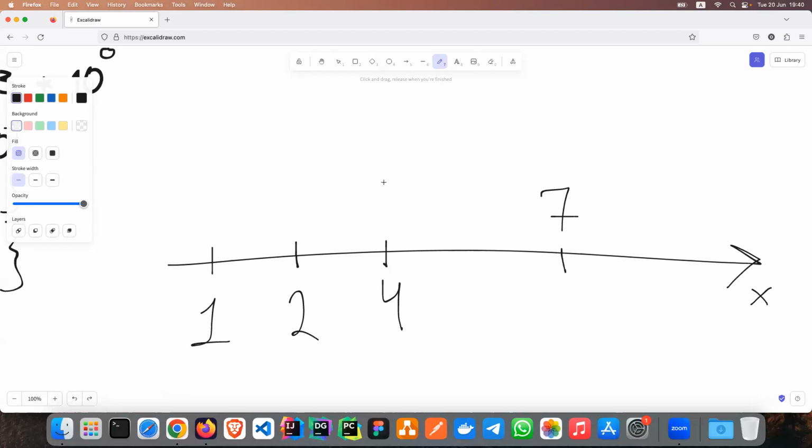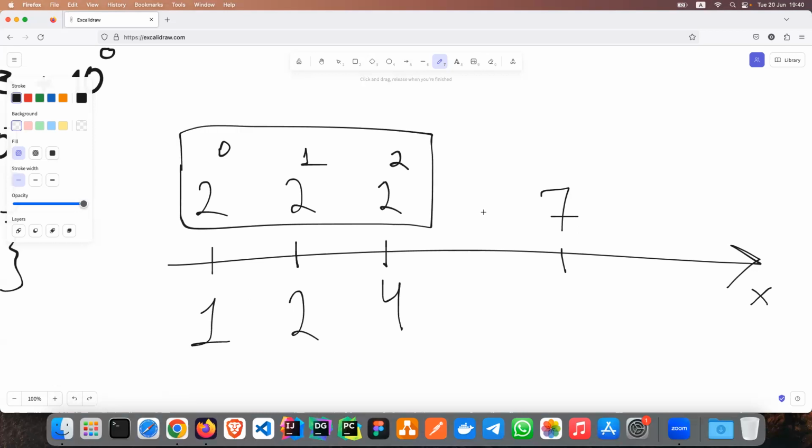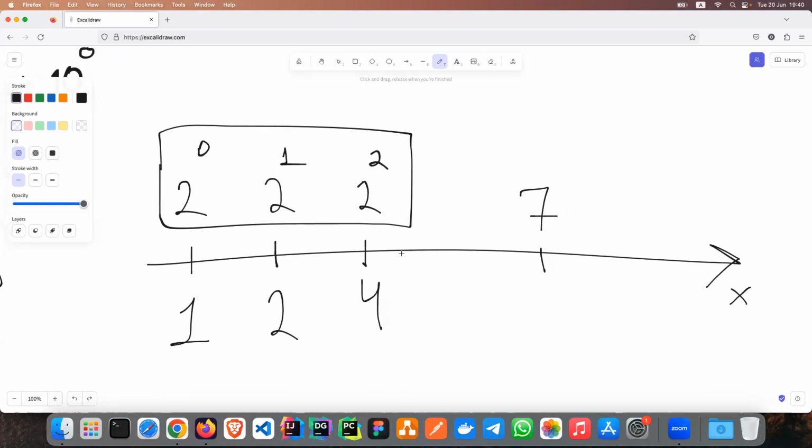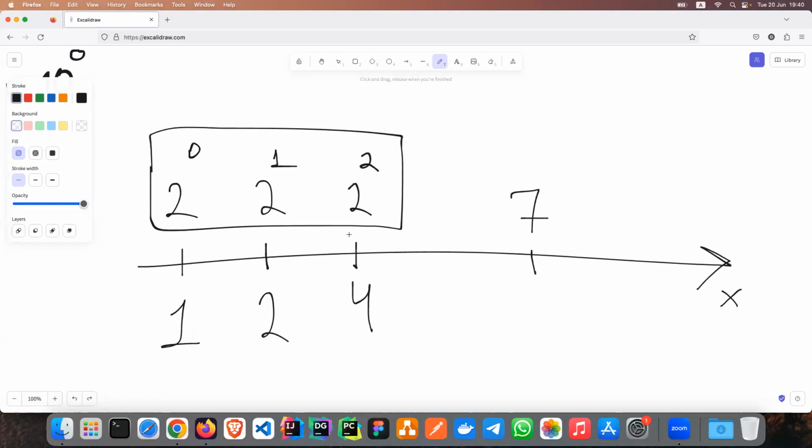So this is 2 to the power of 2. This method might be complicated, but it's 2 to the power of 1, and this is 2 to the power of 0. So I can add these numbers to get 7. So my final number actually will be 1, 1, 1.